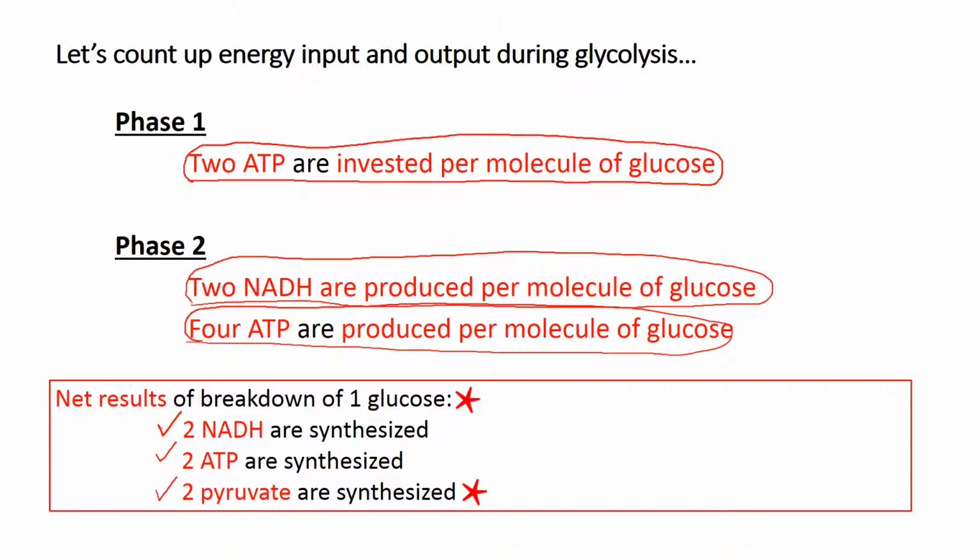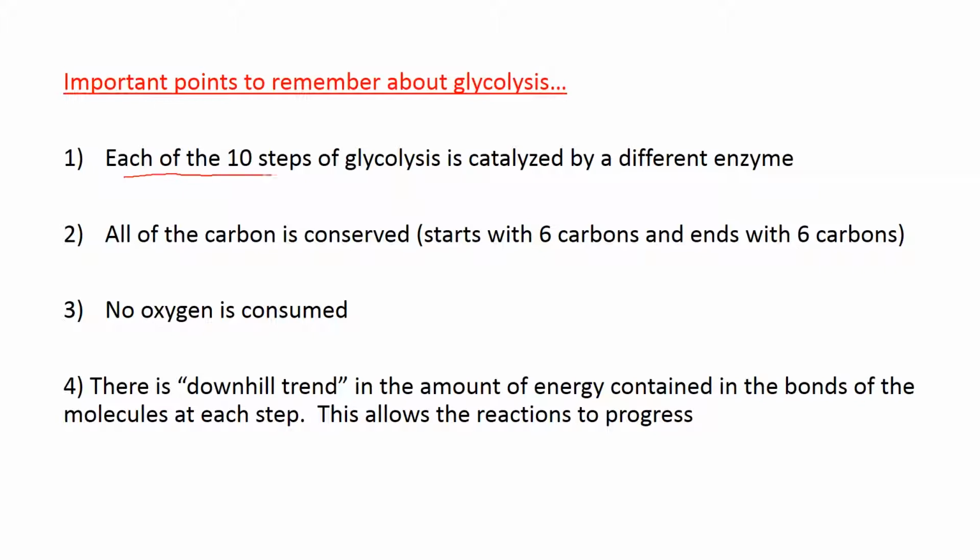So there are some important points to remember, or to at least be aware of, about glycolysis. First, each of those 10 steps is catalyzed by a different enzyme, and several of those enzymes are highly regulated, but I'll cover those details in the lecture titled Glycolysis Part 2. Also, all of the carbon is conserved. Glycolysis starts with 6 carbons, all of them in glucose, and ends with 6 carbons, 3 in one of the pyruvates and 3 in the other pyruvate. Third, no oxygen is consumed.